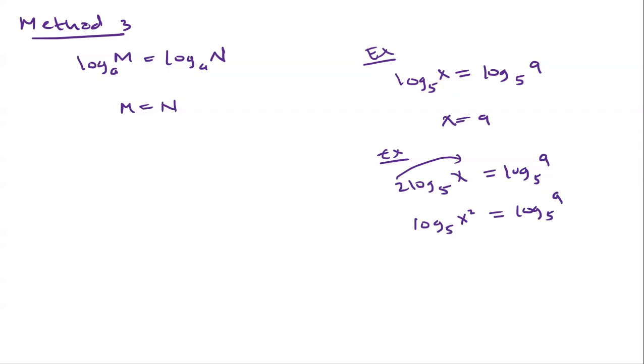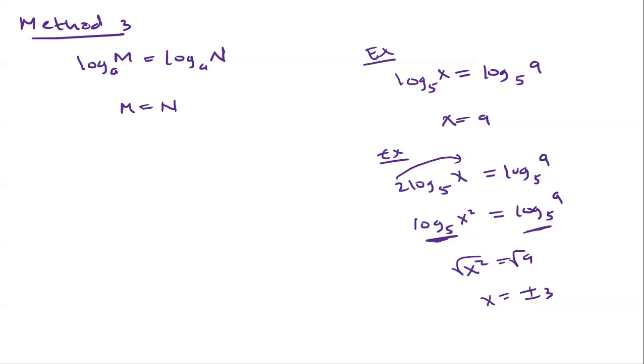Now the bottom here matches the bottom over here, so we can just equal the middles, giving us x squared equals 9. Then take the square root, so x gives us plus or minus 3. Remember, there's a power of 2, which means we should have 2 possible solutions. And in this case, which one is not going to work?